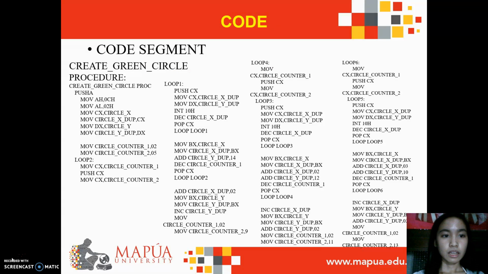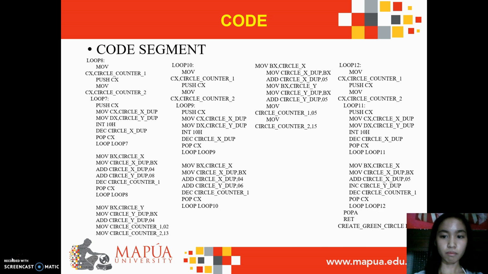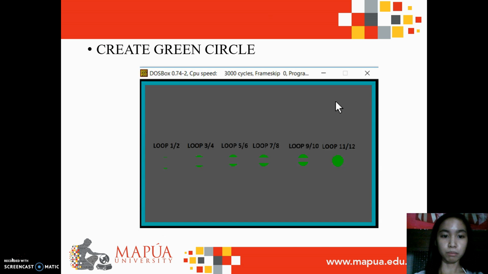Next is the create_green_circle procedure, which will display the green circle. It has 12 loops, and here is the output for each loop.